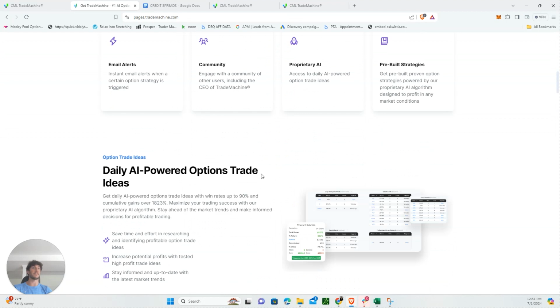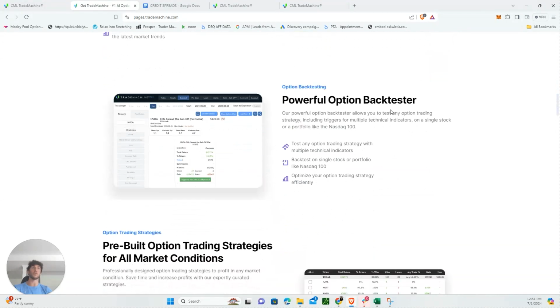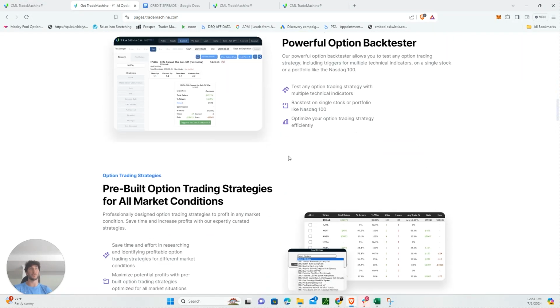Really worth it. They give you daily trade ideas, a really, really powerful option backtester, which we're going to use, and a bunch of pre-built strategies, which we're also going to dive into.